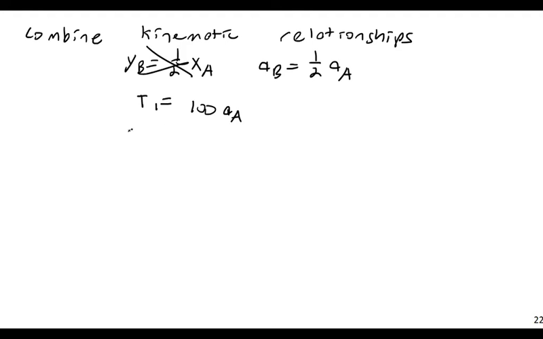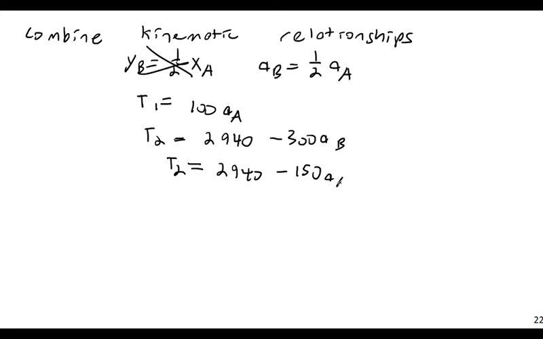But then I also have T2 equals 2940 minus 300 aB. However, aB is equal to 1/2 aA. So then I could say T2 is equal to 2940 minus 150 aA. That's just an algebra problem from here, by substituting in 1/2 aA for aB.